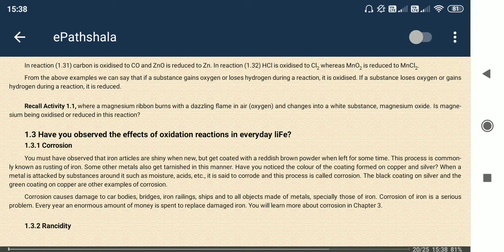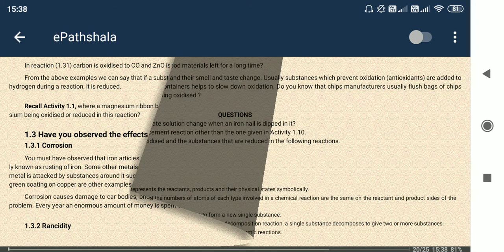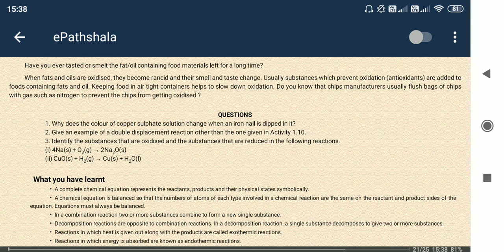Next one is rancidity. Rancidity means the bad smell of fat or oil when it is oxidized. When fat or oil is oxidized, it produces a bad smell, that is known as rancidity.